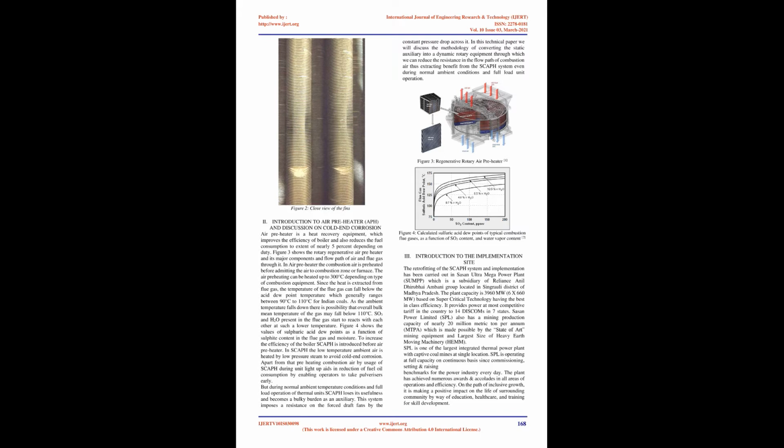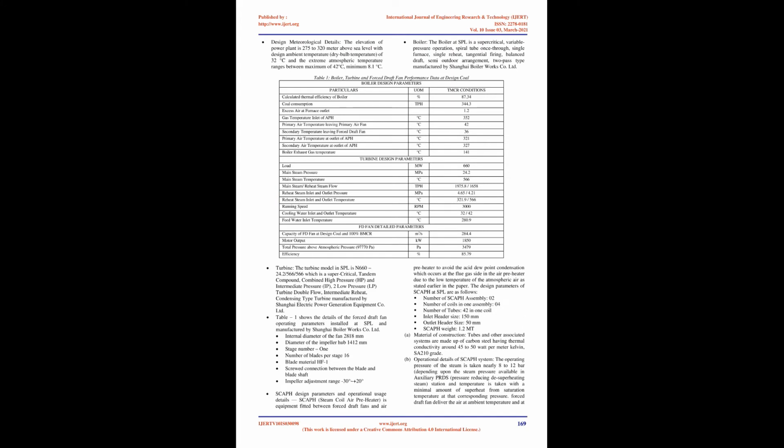The air can be preheated up to 300 degrees C depending on the type of combustion equipment. Since the heat is extracted from the flue gas, the temperature of the flue gas can fall below the acid dew point temperature, which generally ranges between 90 degrees C to 110 degrees C for Indian coals. As the ambient temperature falls, there is a possibility that the overall bulk mean temperature of the gas may fall below 110 degrees C. SO3 and H2O present in the flue gas start to react with each other at such a lower temperature. Figure 4 shows the values of sulfuric acid dew points as a function of sulfite content in the flue gas and moisture.